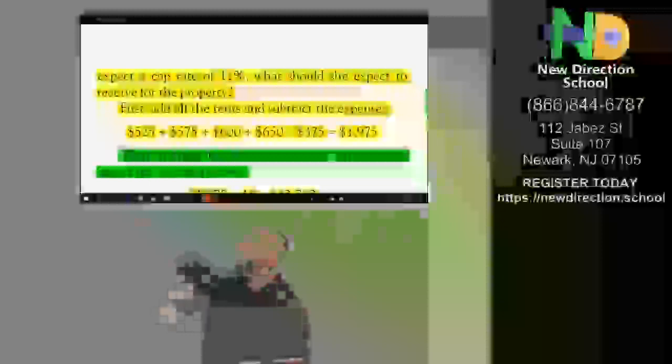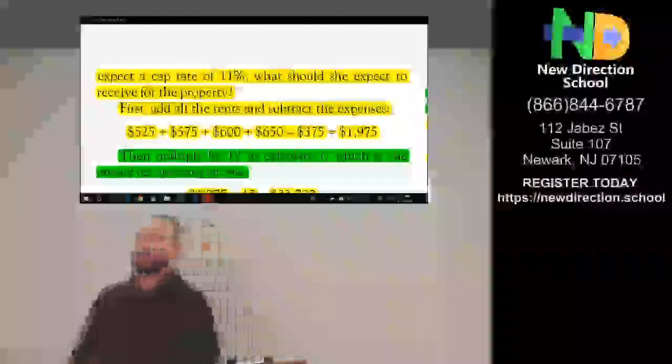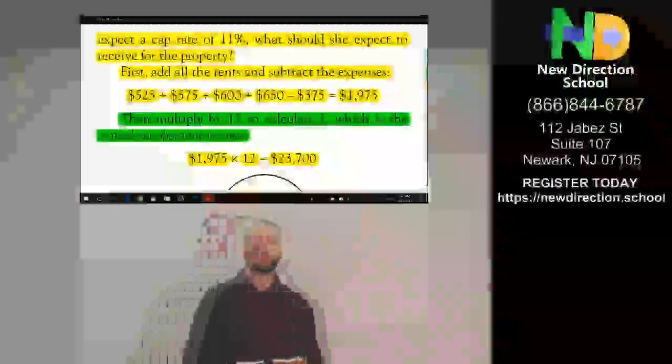Make sure you highlight, you underline, you circle, you put bubbles, arrows, whatever you can put here, but annual net operating income. So 1975 times 12 equals 23,700.